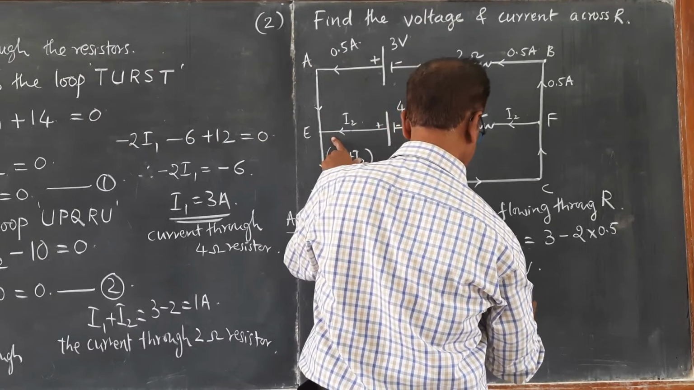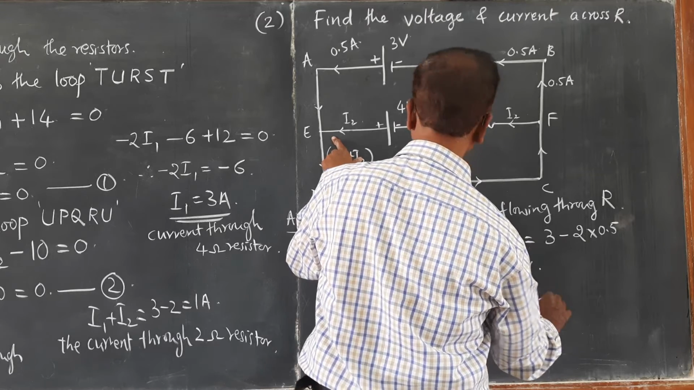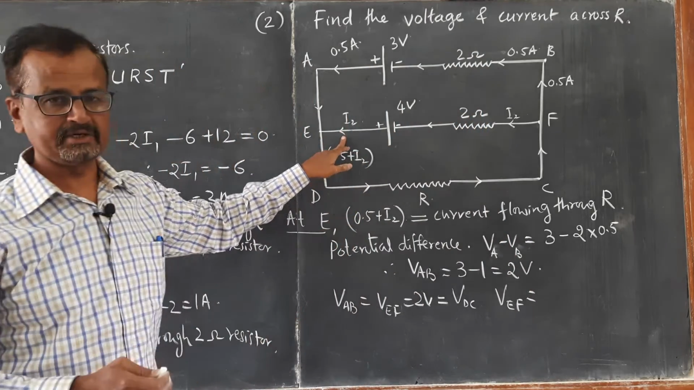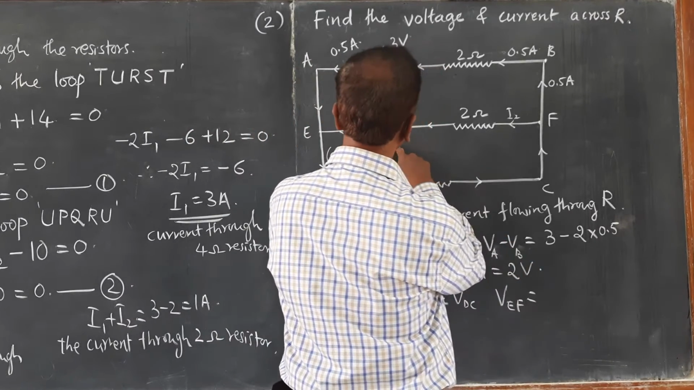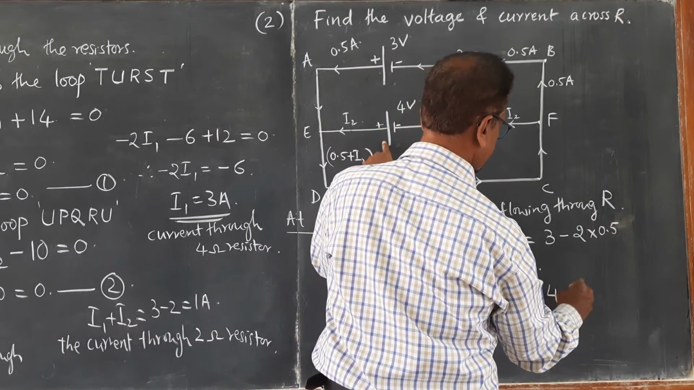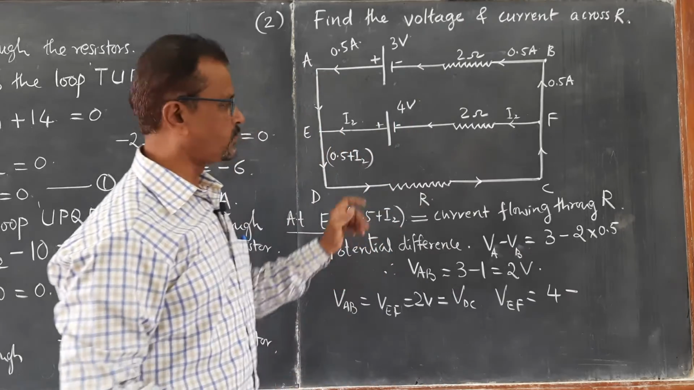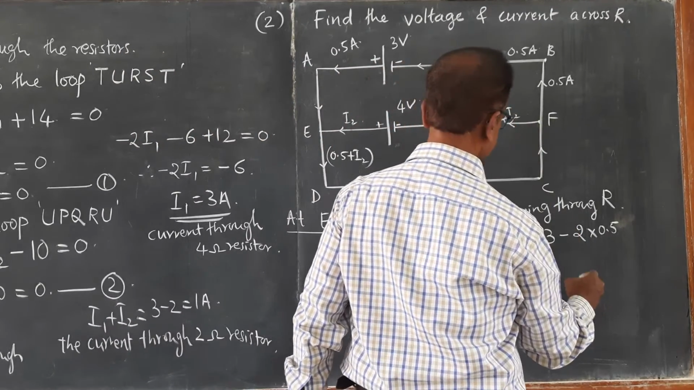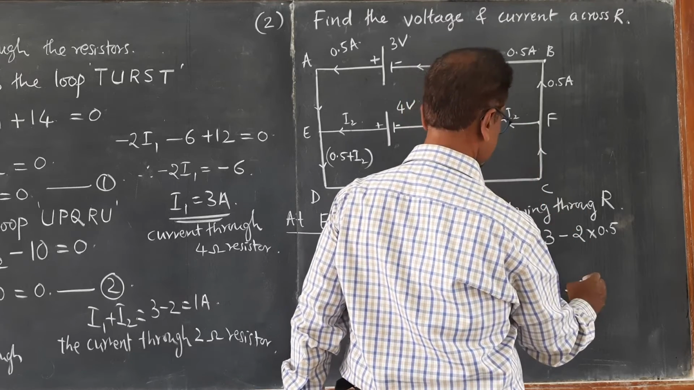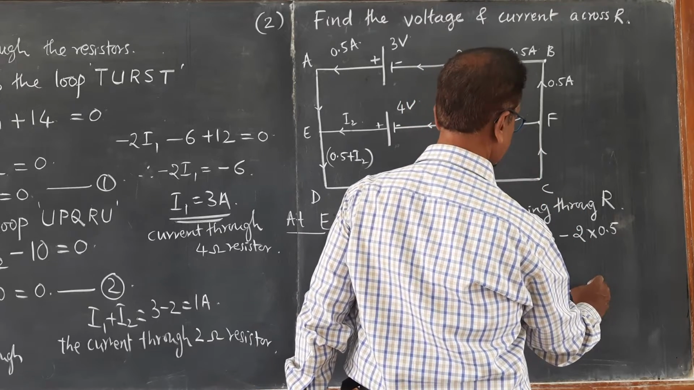Now let me apply this equation for this. I will write VEF first, so that I can find what is I2. VEF is equal to the EMF here, which is 4 volt, minus I2 into 2, because there is a drop in potential. So it becomes 2 into I2.